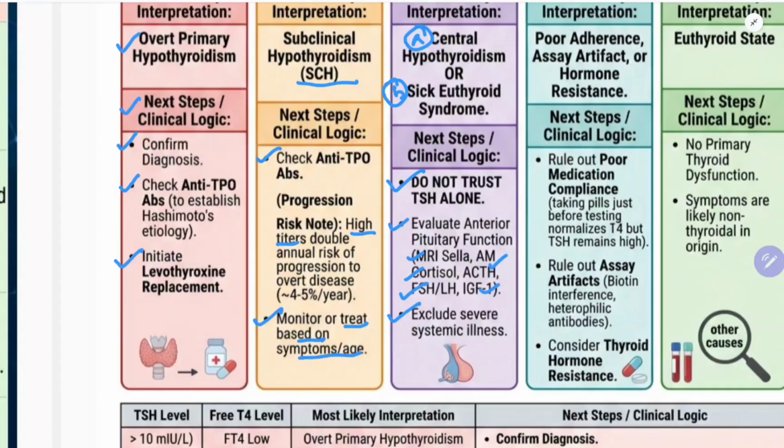When there is central hypothyroidism, maybe some other hormones' secretion is also affected. That's why apart from evaluating for central hypothyroidism, pituitary disorder, you are also evaluating for other hormone deficiencies like growth hormone deficiency. For that, IGF-1, insulin-like growth factor 1; cortisol for cortisol Addisonian deficiency; FSH and LH for reproductive hormone deficiency, like that. So when the TSH is low and FT4 is also low, either it can be central hypothyroidism or it can be Sick Euthyroid Syndrome.